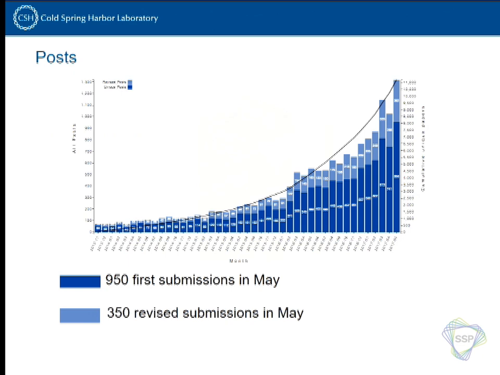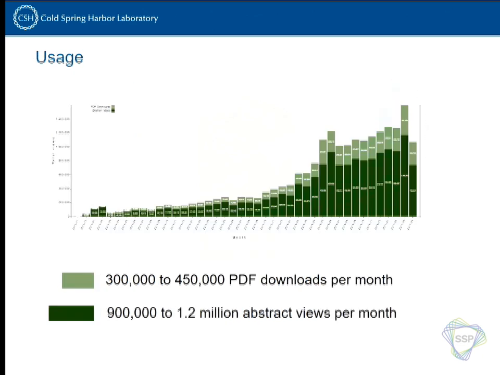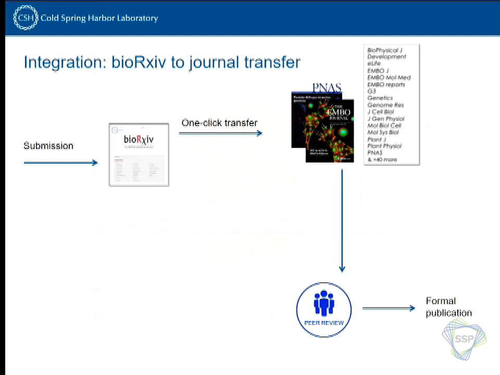We just had the largest number of submissions we've ever had in a month, and a large number of revisions as well. Usage is also going up rather strongly, and basically we get about a million accesses in general traffic on the site in a month. A popular feature of bioRxiv has been what we call B2J, bioRxiv for journal transfer. This gives authors the opportunity to submit their manuscript directly to an increasing number of journals from within the site.